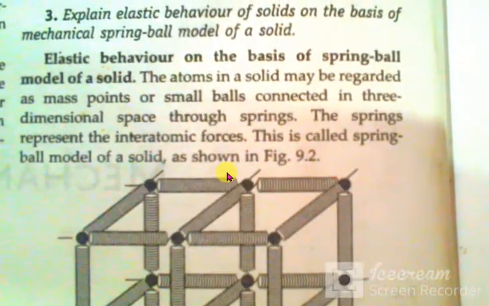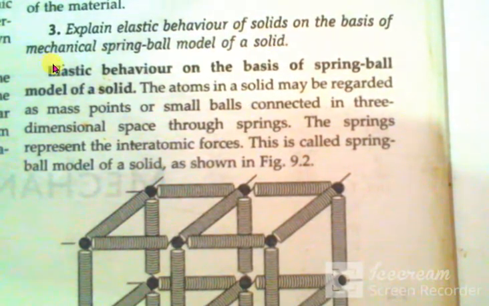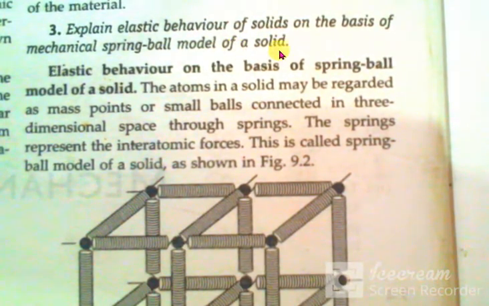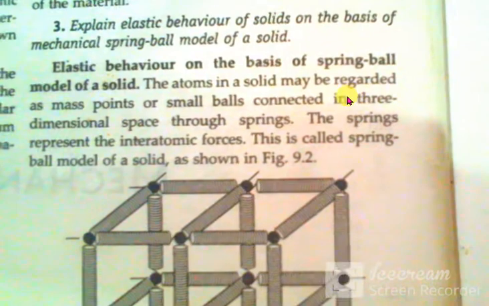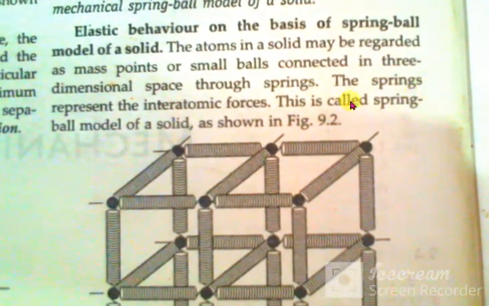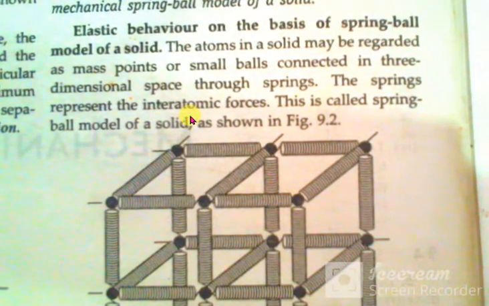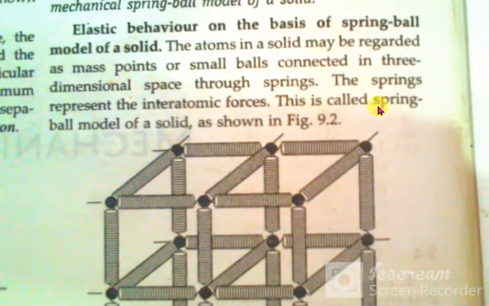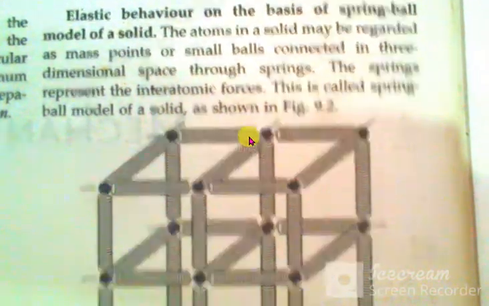Next, explain elastic behavior of solids on the basis of the mechanical spring-ball model of a solid. Elastic behavior on the basis of the spring-ball model of a solid. The atoms in a solid may be regarded as mass points or small balls connected by three-dimensional springs. The springs represent the interatomic forces. This is called the spring-ball model of a solid, as shown.